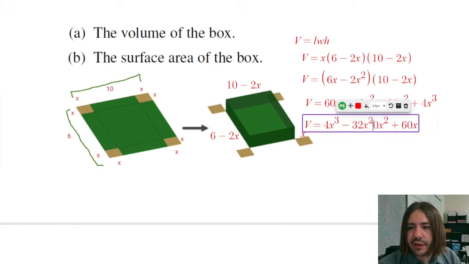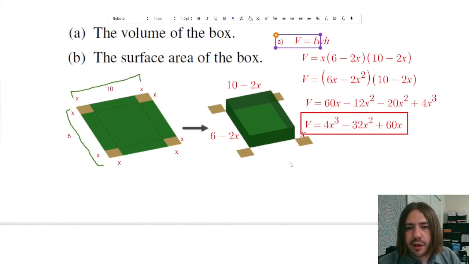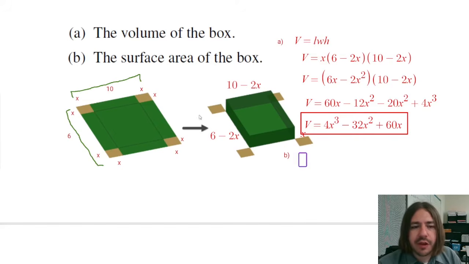And so now we've got a formula in terms of x for the volume of the box. So that's going to be our answer for part A. For part B, we need the surface area of the box. And this one's going to be a little bit easier, I think, because if you think about the original sheet of paper that we cut, the surface area of the box will be the whole surface area of this entire sheet minus these 4 squares.